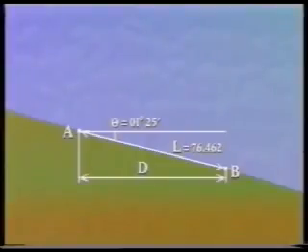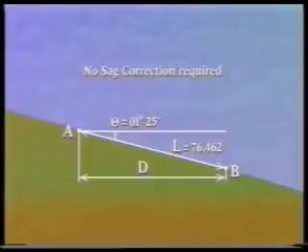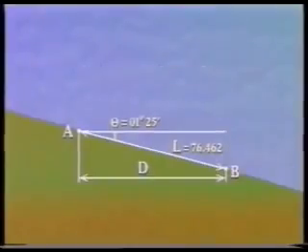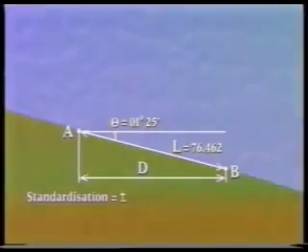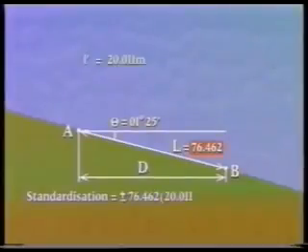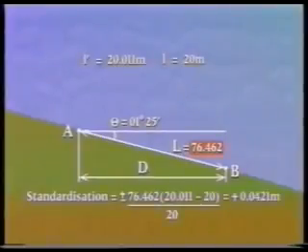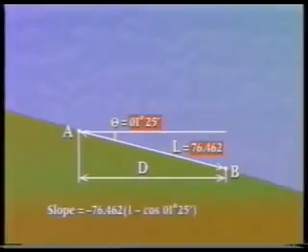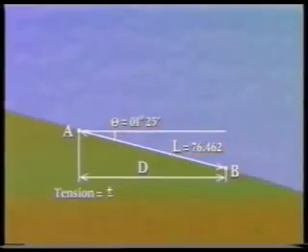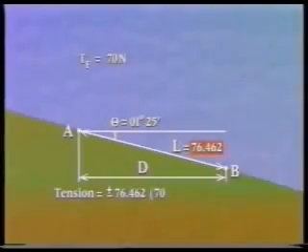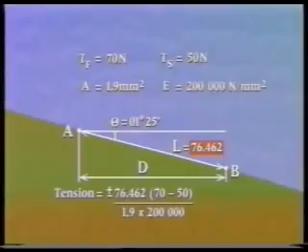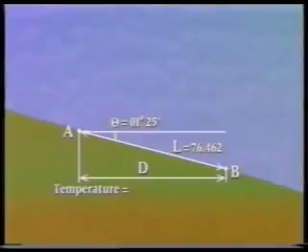In this case, the only one that does not apply is the sag correction, because the tape was laid along the ground surface. The other corrections are given by substituting into the relevant formulae. The standardization correction, the slope correction, the tension correction, the temperature correction.